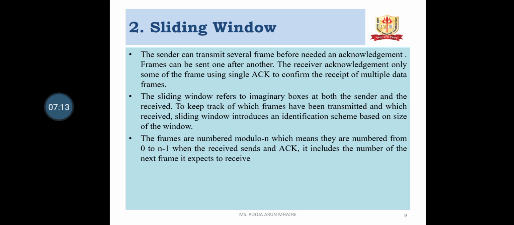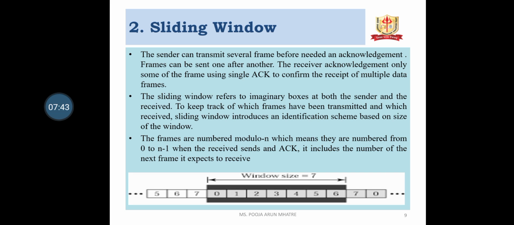To keep track of which frames have been transmitted and which received, the sliding window introduces an identification scheme based on the size of the window. The frames are numbered modulo n, which means they are numbered from 0 to n-1. When the receiver sends an acknowledgement, it includes the number of the next frame it expects to receive.